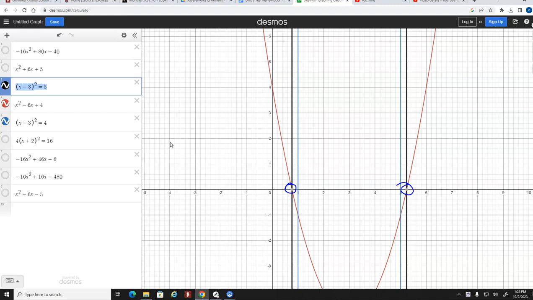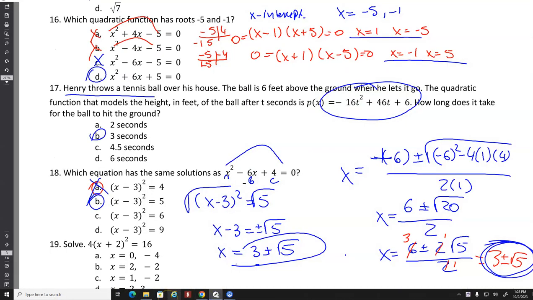So the same solution for the x squared minus 6x plus 4 would be x minus 3 squared equals 5. It has the same solution, meaning the same points where it crosses right here, okay? Does that make sense? All right. So this one would be answer B, okay? That's a correct answer, all right?